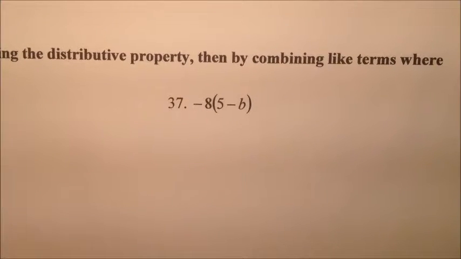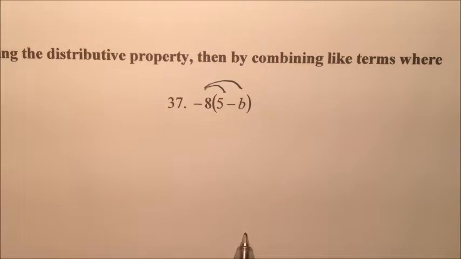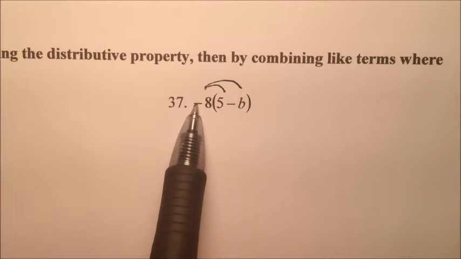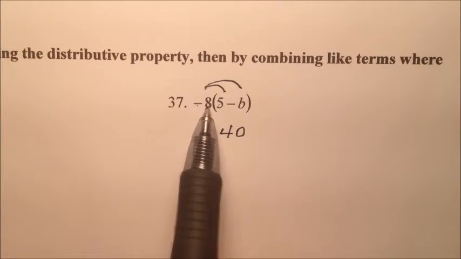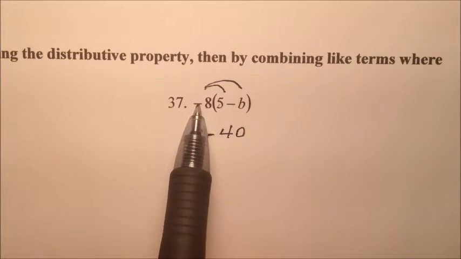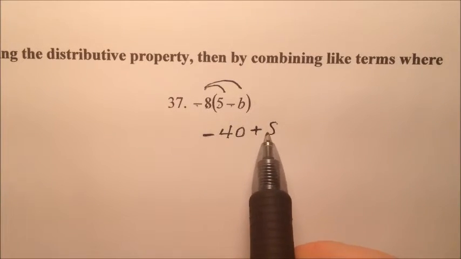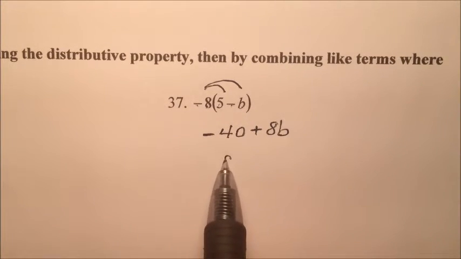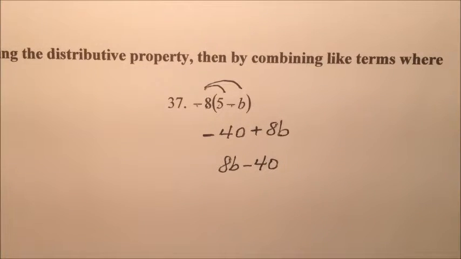Okay, let's slide over to number 37, where we are distributing a -8. So this -8 will go here and here, and you really got to watch the signs when you're distributing a negative. So -8 times 5 is a -40, and a -8 times -b, the negative and the negative cancel out to make a positive, and 8b. And if you want to rewrite this, you could rewrite this 8b minus 40, but the -40 plus 8b is fine, just the same.